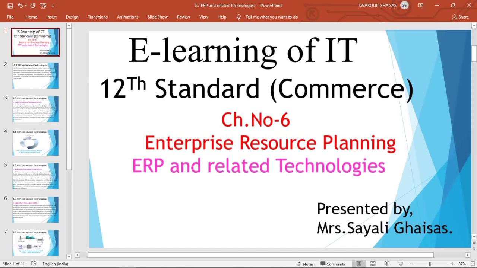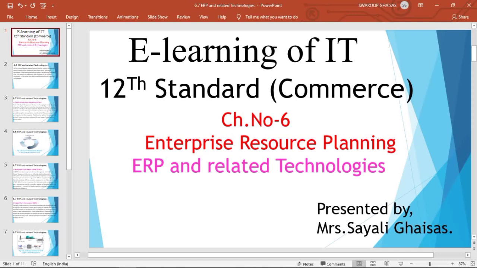We are discussing the chapter Enterprise Resource Planning. In the last lecture, we have seen different functional units of any enterprise. So today we are going to discuss ERP and its related technologies.